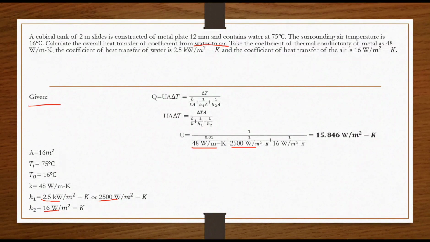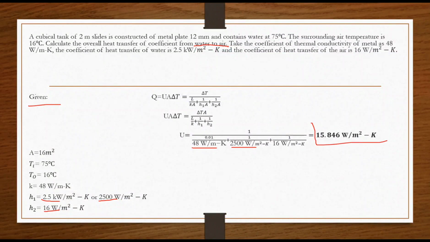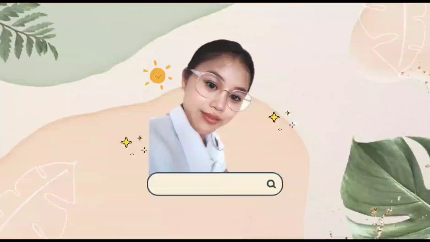So let's solve this and plug it into our calculator. We shift solve, and we can have the overall heat transfer coefficient of 15.846 watts per meter squared Kelvin. So this is the result.